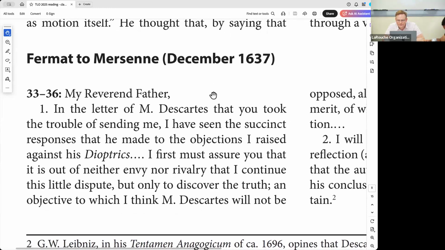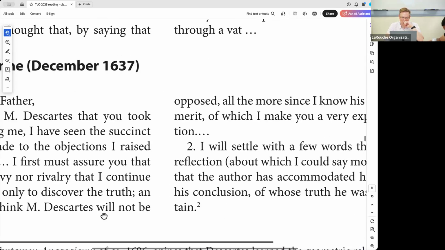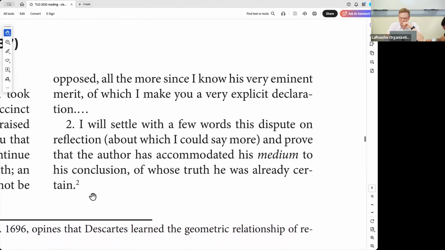Yeah, sure. So this is Fermat to Mersenne in December of 1637. It says, my Reverend Father, in the letter of Monsieur Descartes that you took the trouble of sending me, I have seen the succinct responses that he made to the objections I raised against his dioptrics. I first must assure you that it is out of neither envy nor rivalry that I continue this little dispute, but only to discover the truth, an objective to which I think Monsieur Descartes will not be opposed, all the more since I know his very eminent merit, of which I make you a very explicit declaration.